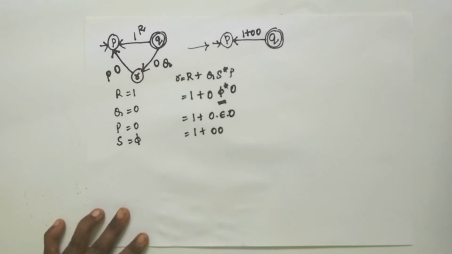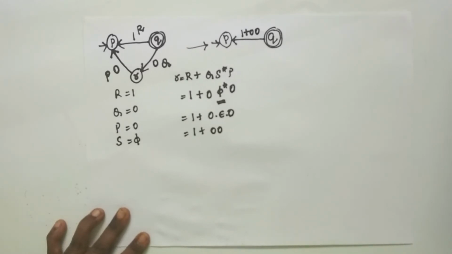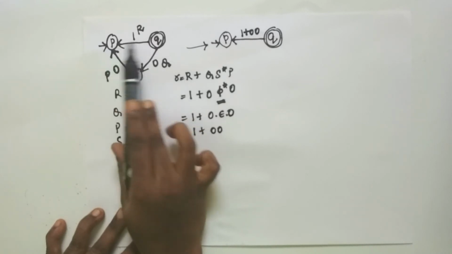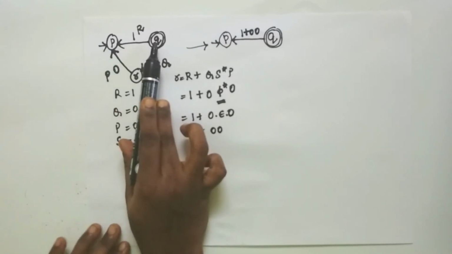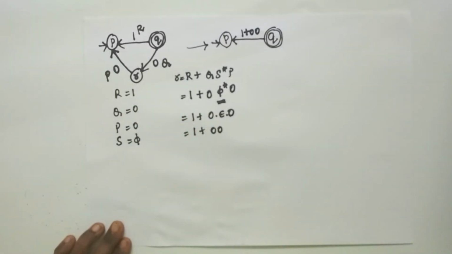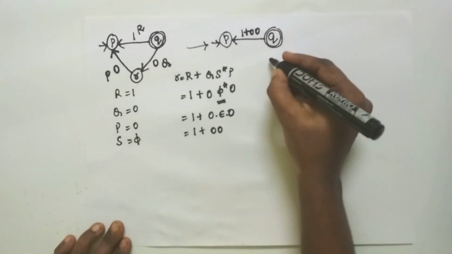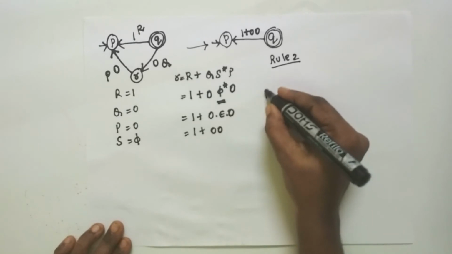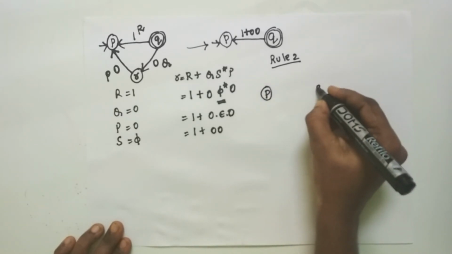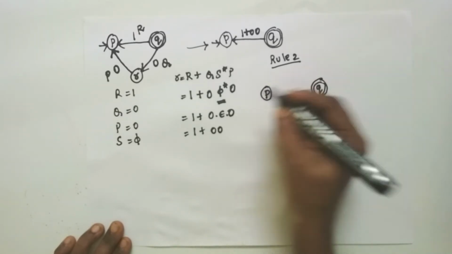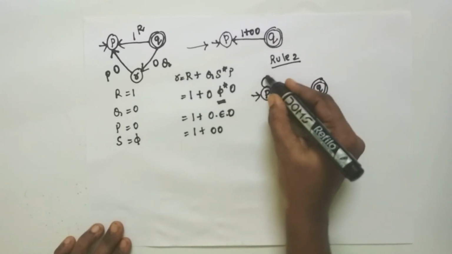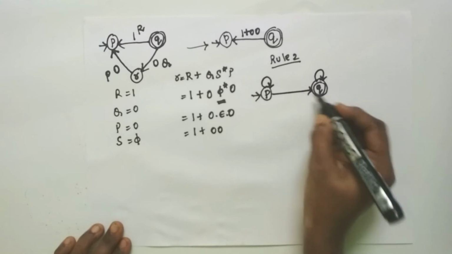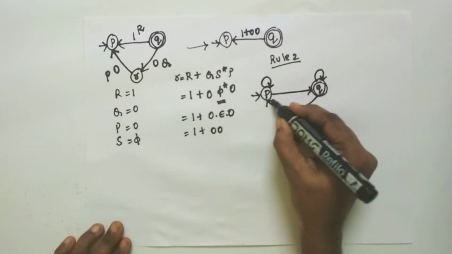This is how you need to apply the rule number 1 for both the cases. One is for considering the path from P to Q, and the other one is for considering the path from Q to P. Now let us see an example for applying rule number 2, where you have an initial state and a final state, and you have a self loop here and a self loop here, a path from here to here and a path from here to here.